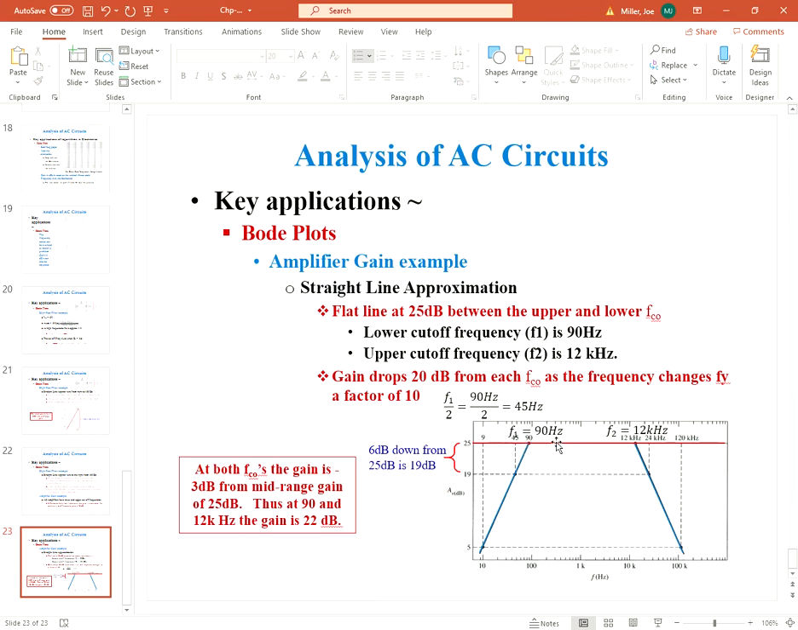If we go down, the lower cutoff frequency, or FL, F1, would be 90 Hertz. The upper cutoff frequency would be 12 kHz. So a straight line from 90 Hertz to 12 kHz would be the way it operates. Now, if the frequency drops in half to 45, the power output would be 6 dB lower, would be minus 19 dB. Same thing happens at 12 kHz, at 24 kHz, or twice the frequency. The output gain would be down 6 dB.